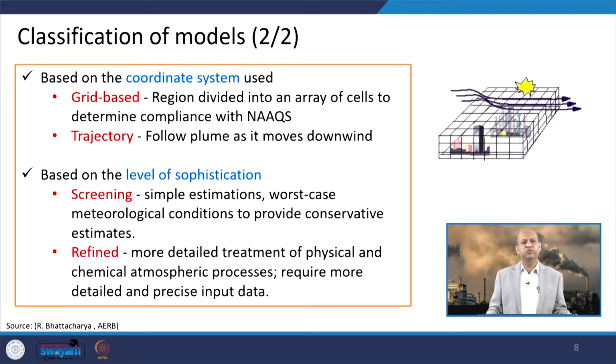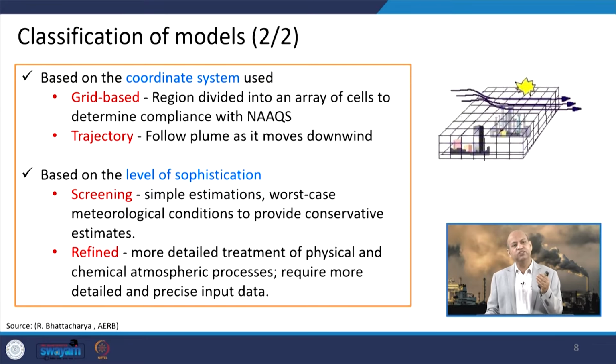Then, based on the level of sophistication, you may want quick estimation and do some screening exercise. Some simple estimations, like worst case meteorological conditions, provide conservative estimates. Those are quick calculations for the worst case scenario. You may assume what will happen when inversion is there or something like that. This is for screening purposes, so that you can have some sense whether it is very problematic or not. After that you can go into detail.